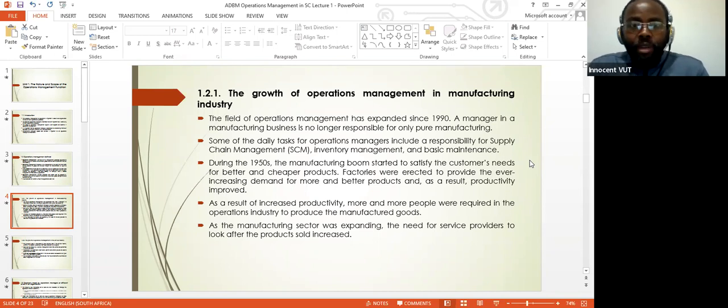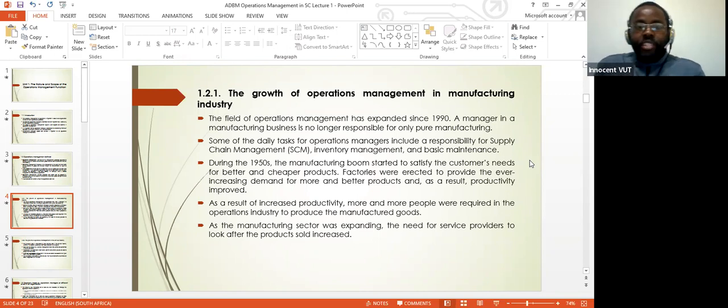A manager in a manufacturing business is no longer responsible for only pure manufacturing. We know that a manager in the manufacturing business in the 90s was responsible for manufacturing only, but now a manager has got a lot of responsibilities and duties which are not related to manufacturing only. Some of the daily tasks for operations managers include responsibility for supply chain management, inventory management, and basic maintenance.